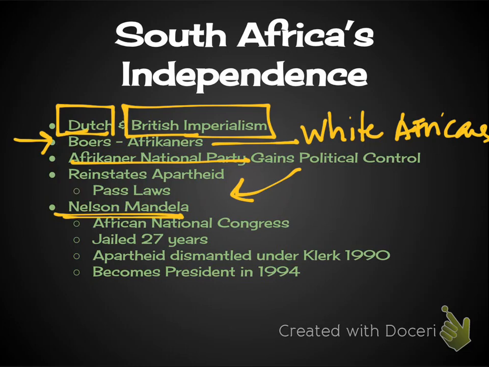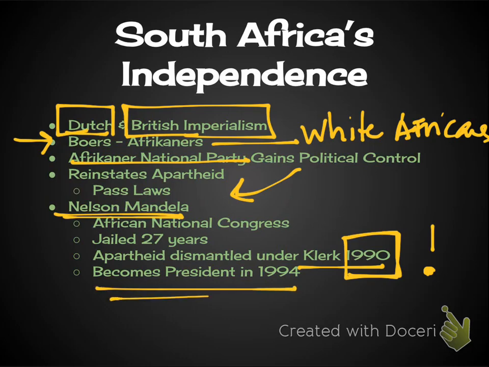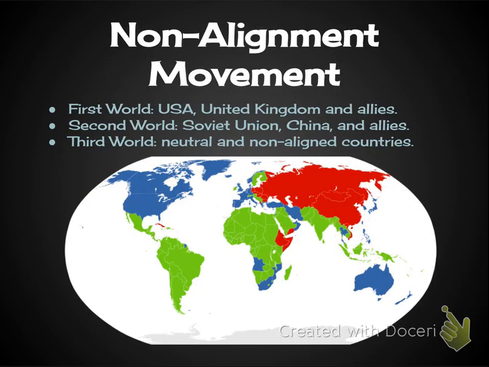And then later, de Klerk is going to dismantle apartheid in 1990, which is crazy. It's at a similar time to just before the Cold War ends, just before the Soviet Union collapses. Then, in a major event also, Mandela will become president in 1994.